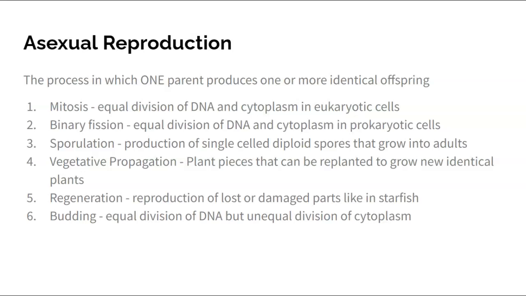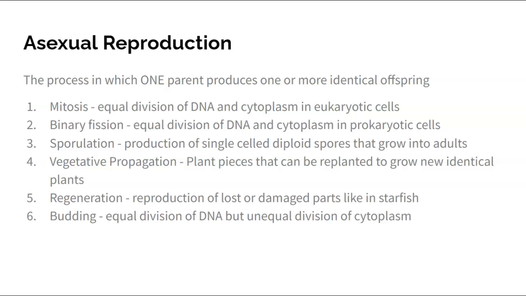Sporulation is the production of a single-celled diploid spore that can grow into an adult. So think molds, some fungi produce spores, and then an adult produces a spore, and that spore just gets taken off with wind or through an animal or something, and it lands and can grow into an identical adult just from that single spore.